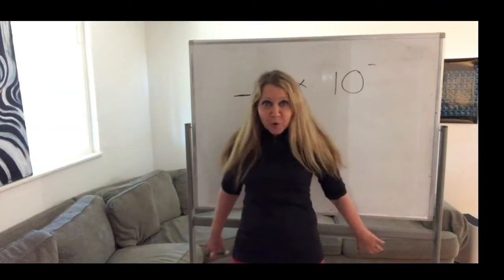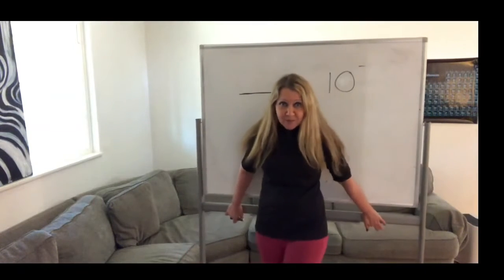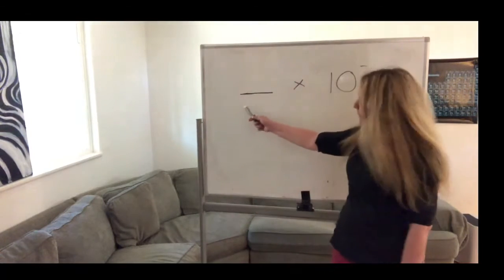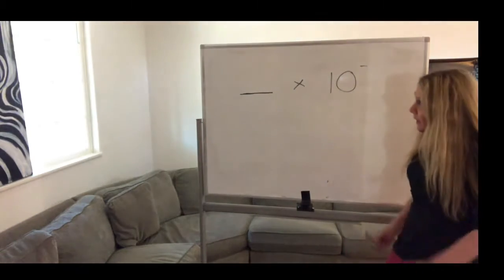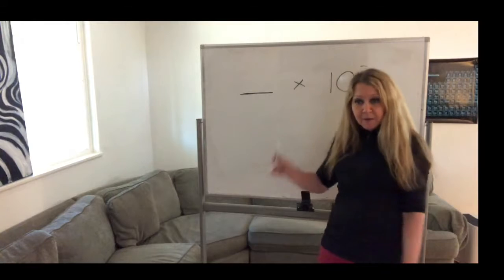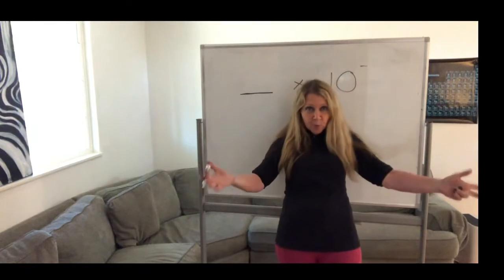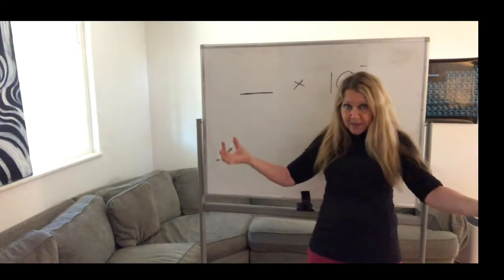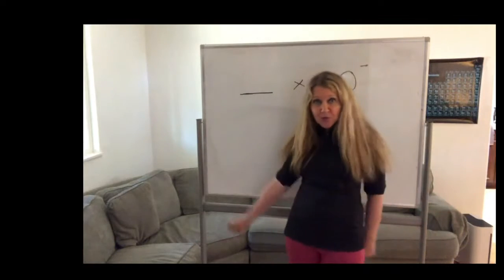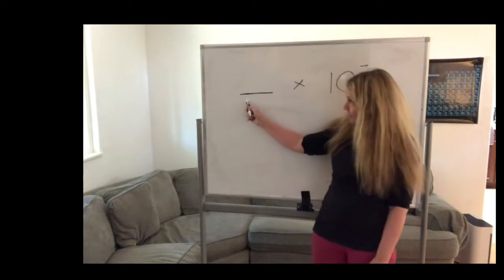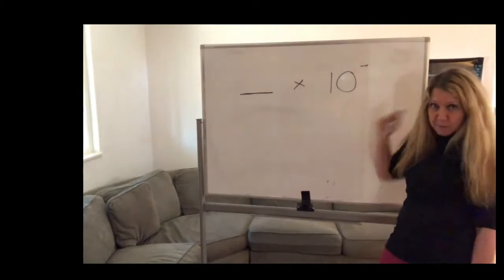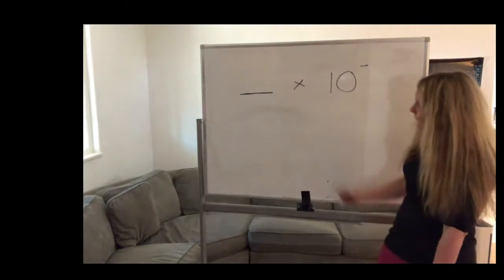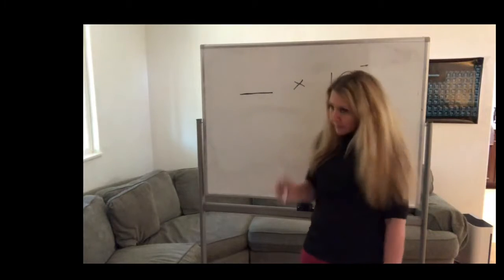So the general format in which we write scientific notation looks like this. We have a number, and this number has to be greater than 1 and less than 10. This is the general format: we have a number times 10 to an exponent. This number is between 1 and 10.